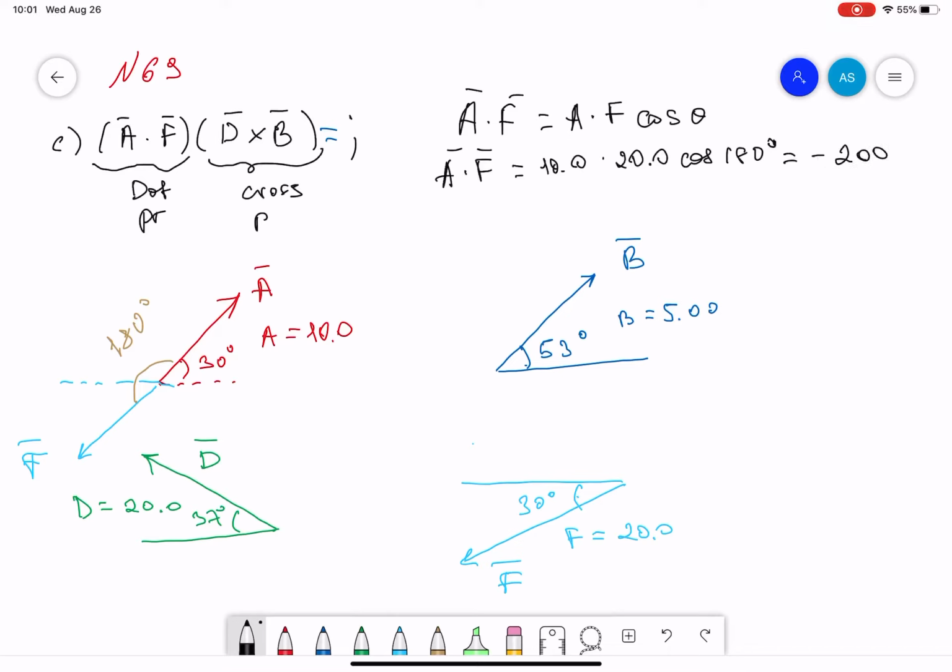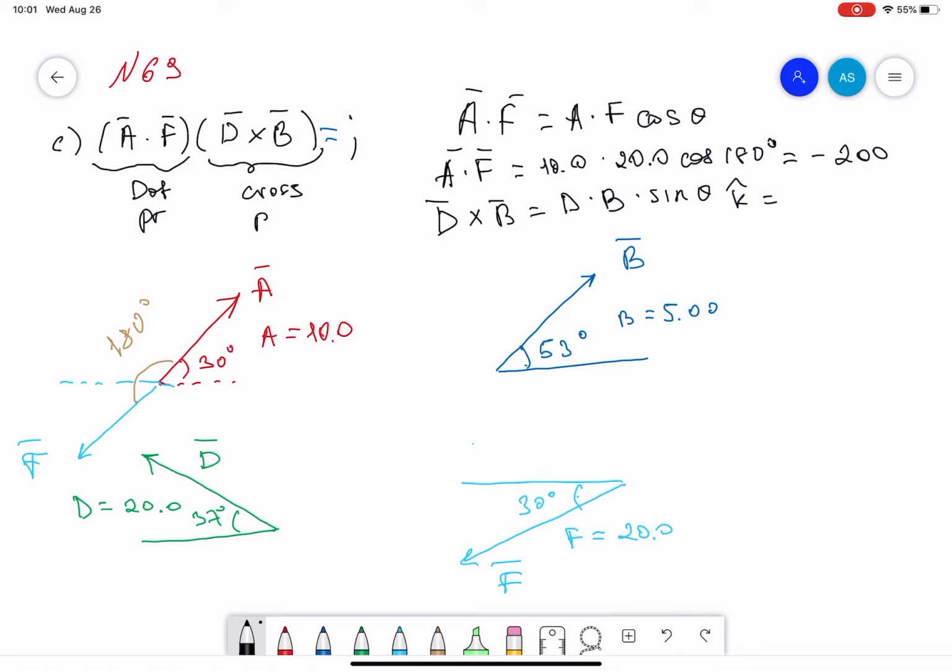Now let's find the cross product. In the cross product we have D cross B. Since we know that our plane is only in the x and y coordinates, D cross B will give you D multiplied by B multiplied by sine theta, and in this case i cross j will give you the k vector.